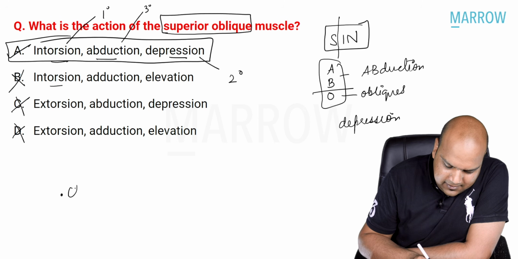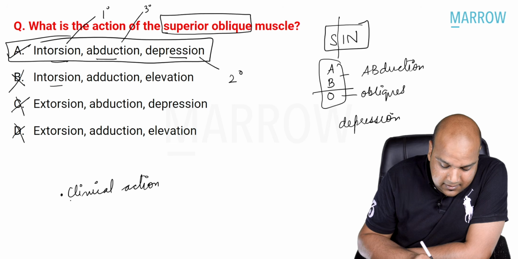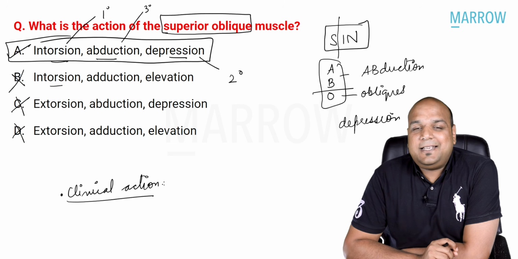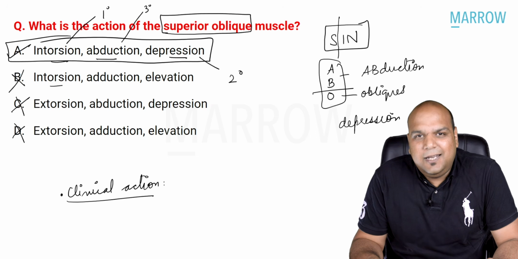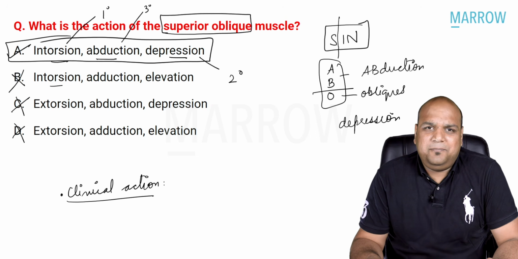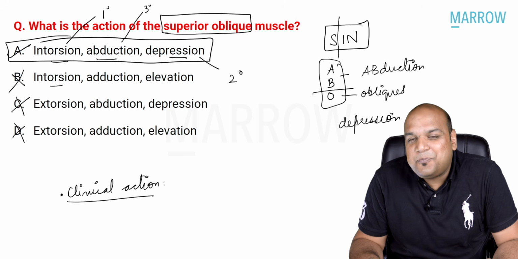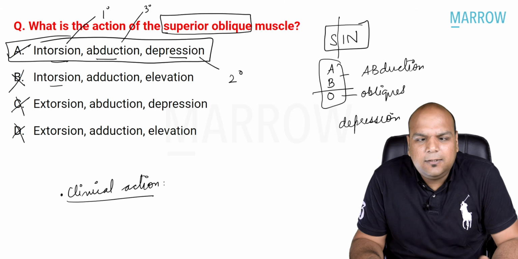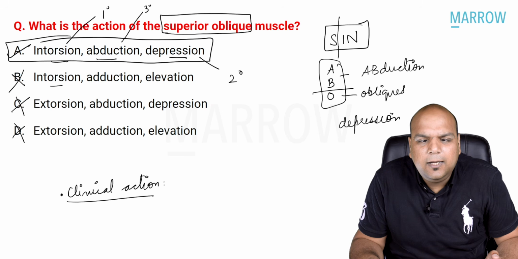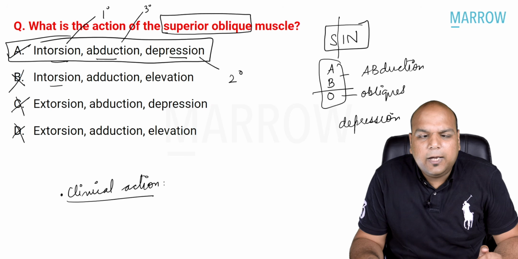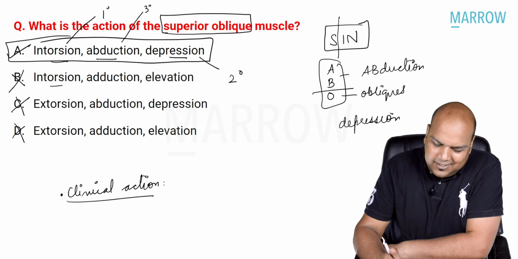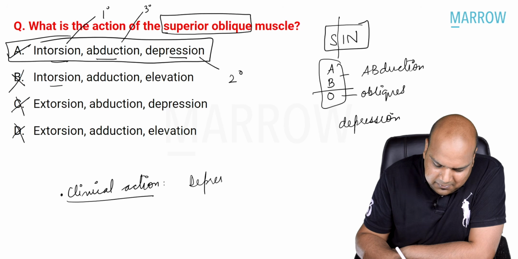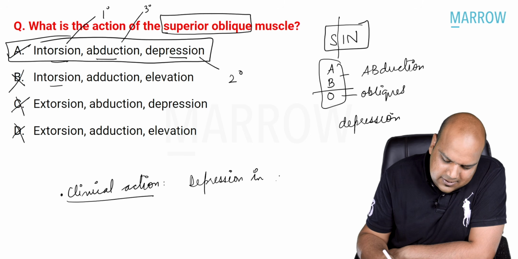But what if the clinical action was asked? In the video class, I hope everybody who has seen it, I have explained it in a way that I hope you have never been able to forget. For examining the superior oblique muscle, we ask the patient to look at my eyes. Then we ask the patient to look at the tip of the nose. When I am looking at the tip of the nose, what is the clinical action which is occurring? Depression in adduction. Yes or no? So the clinical action is depression in adduction.